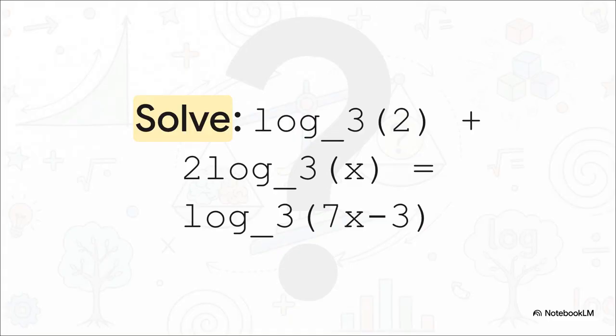You ready for a bit of a challenge? Let's solve this one. Log base 3 of 2 plus 2 times log base 3 of x equals log base 3 of the quantity 7x minus 3. Now this one looks a little more involved. We've got logs on both sides, a coefficient, but don't panic. The game plan is exactly the same. Let's see what's really going on here.